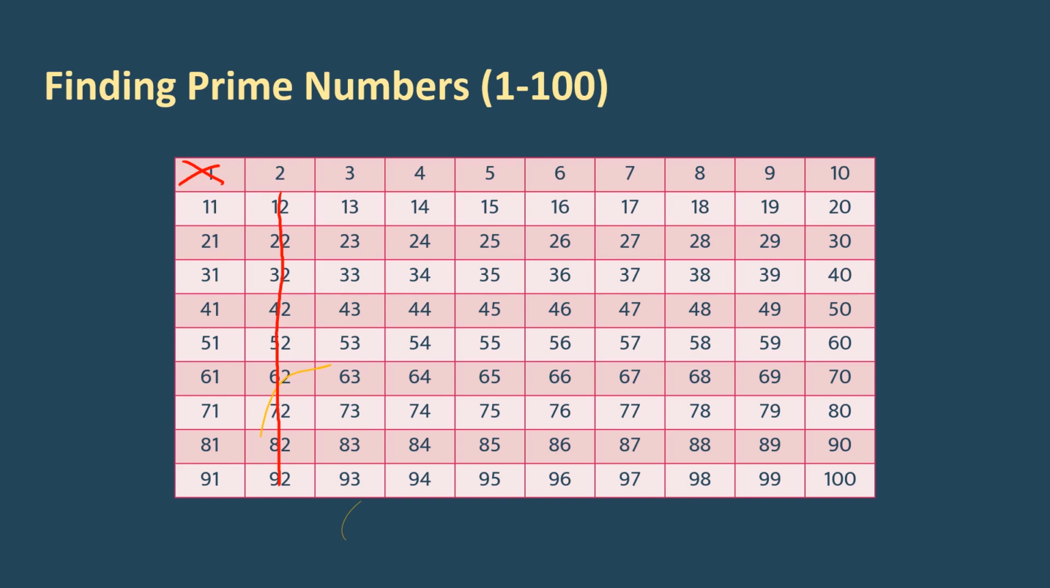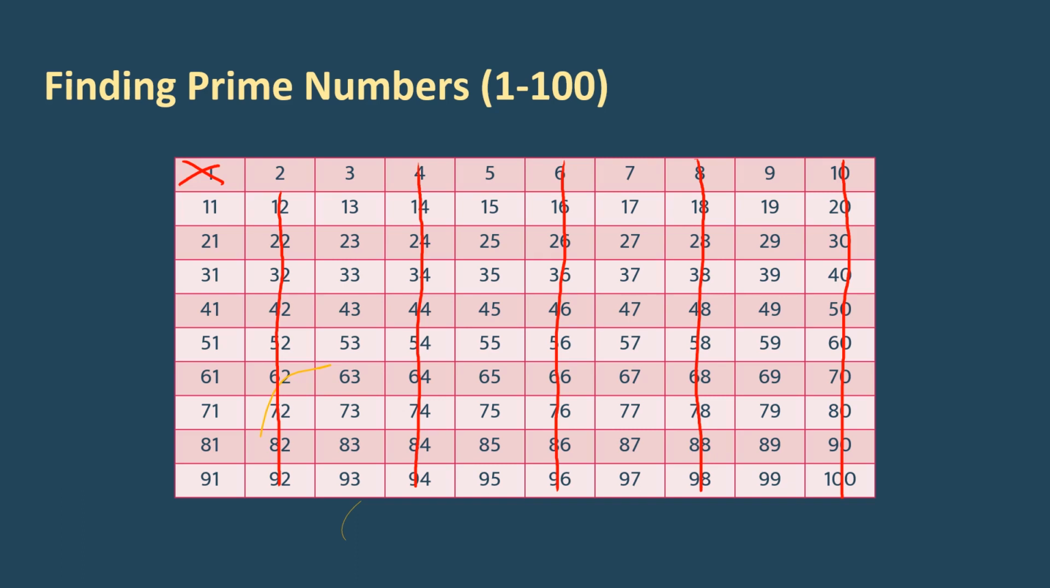We're going to remove all the numbers that have 4 in them, all the numbers that have 6, all the numbers that have 8, and all the numbers that have a 0 at the end. So we are done with the number 2.